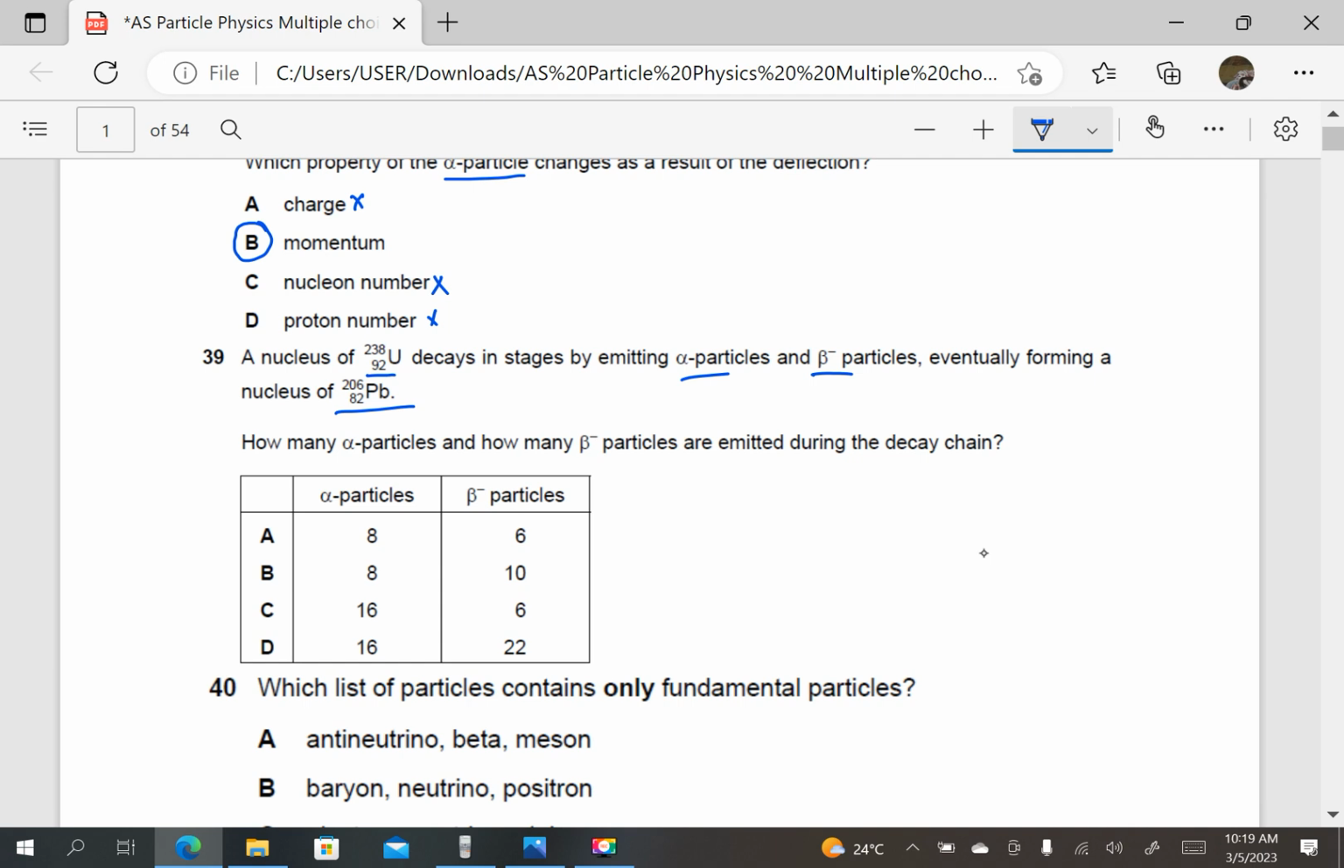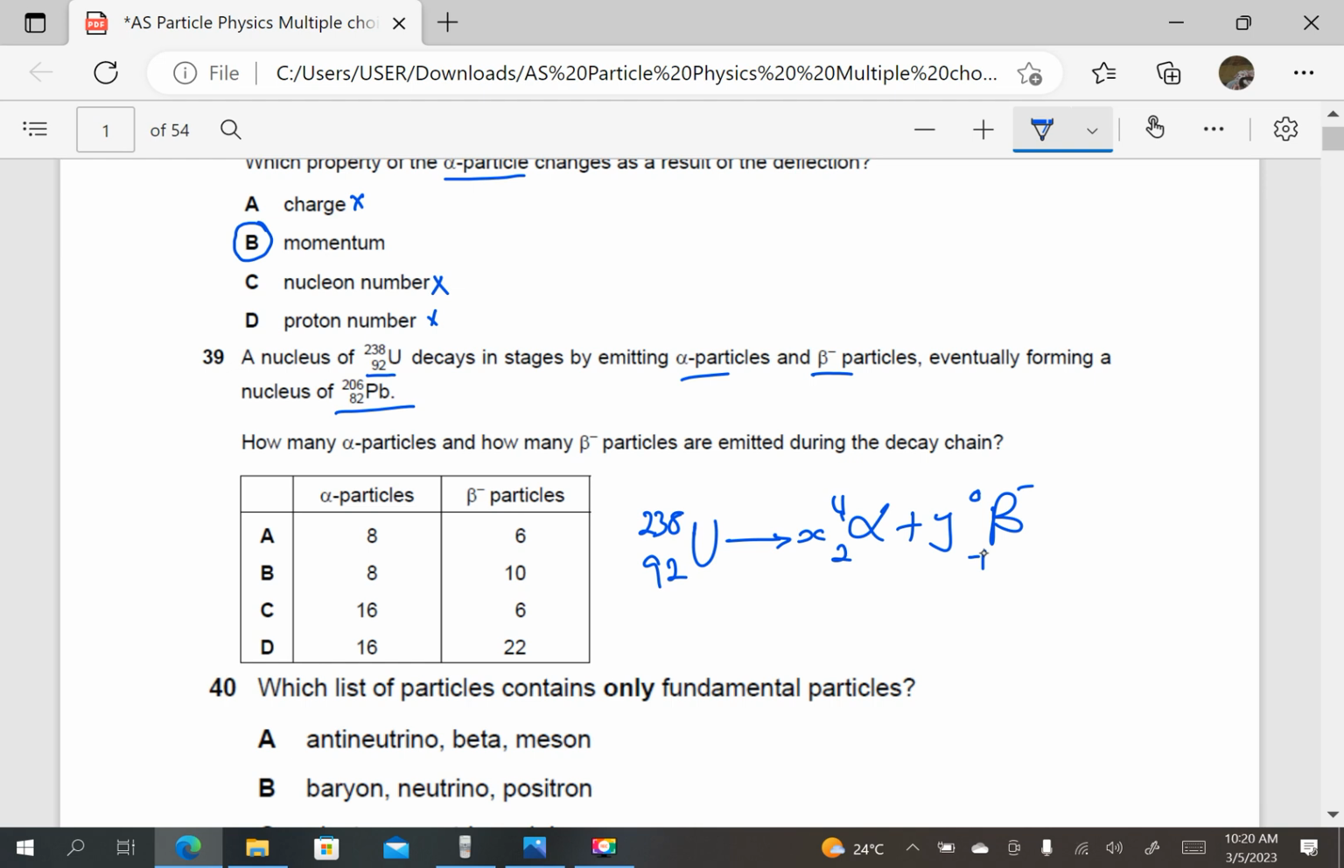So we just write an equation: uranium-238-92 should give us a given number of alpha particles. I'll call that X alpha particles. But remember, an alpha particle is a helium nucleus, so that is alpha 4,2. Plus, let's say it gives us Y beta particles. Beta is beta, I can just write beta minus, remember, that is 0, -1.